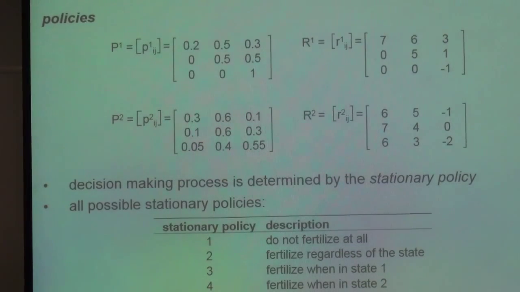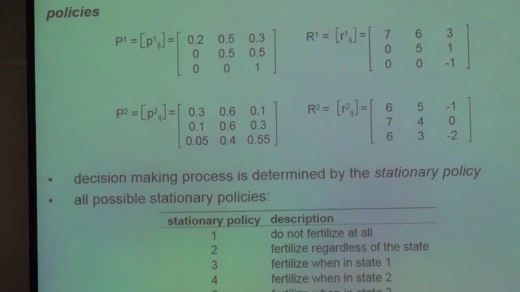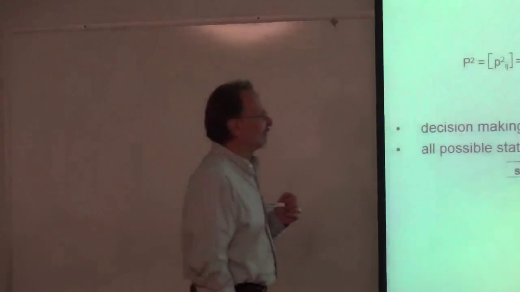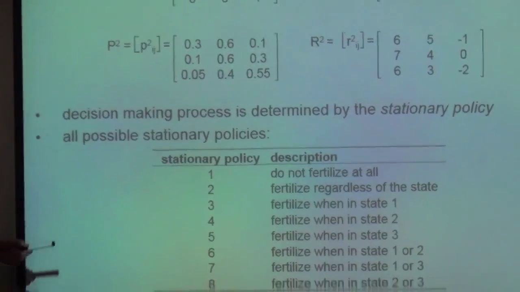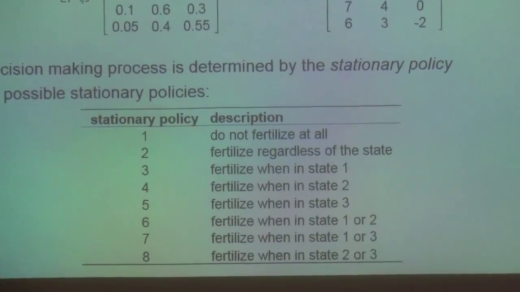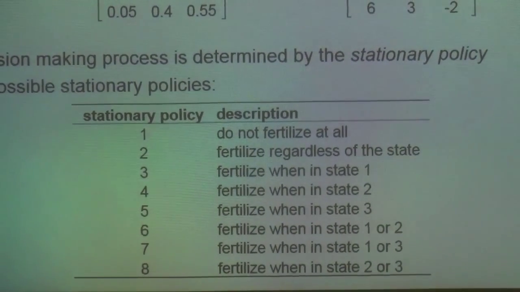Then the next step is to define your policies. Okay? With a relatively small system like this, it's possible to define them by enumeration. And since this is a gardener's problem, under what conditions will we fertilize? Will we apply fertilizer to our garden? Because it has a cost associated with it. Stationary policy 1 is to never fertilize. Stationary policy 2 is to always fertilize. Those are the two extremes.